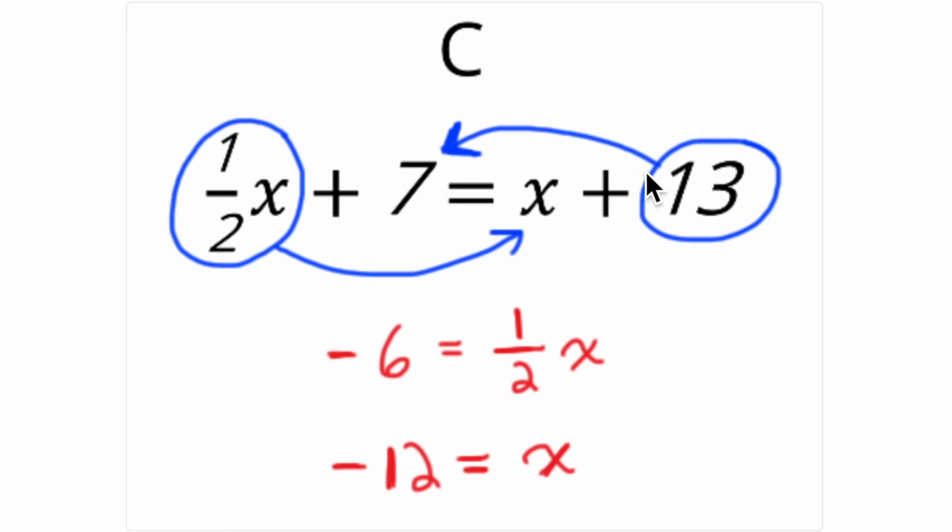And 7 plus a negative 13 is a negative 6. 13 minus 7 is 6. But that's a negative 6 because it's 7 plus a negative 13. There's more negatives. So then you get down to here, same thing as before. And 1/2 of some number equals negative 6. Well, that number is negative 12. So 2 times negative 6 is negative 12. So that gives you the answer of x equals negative 12.